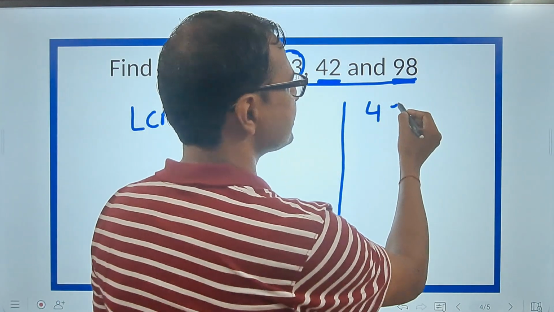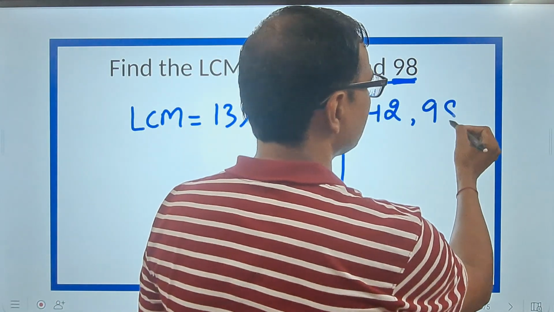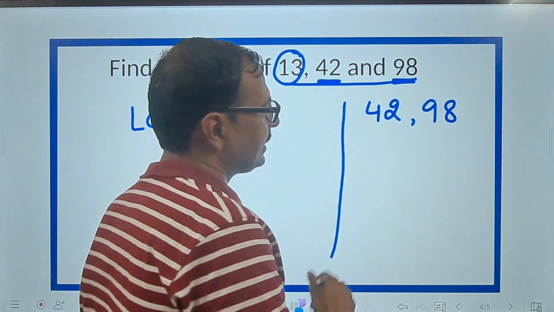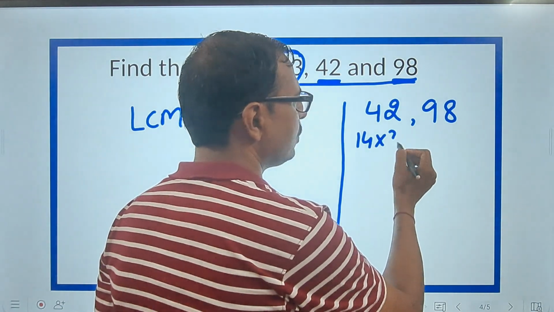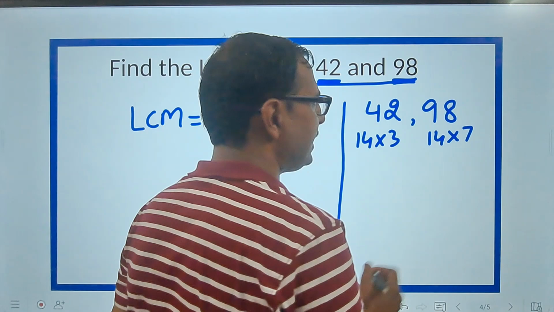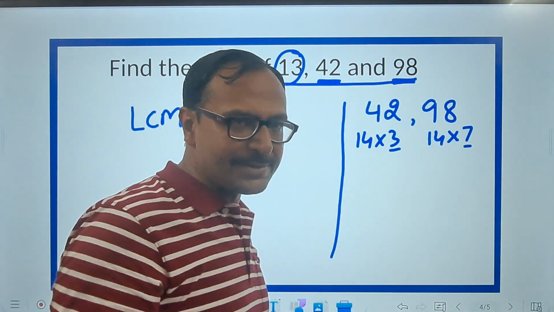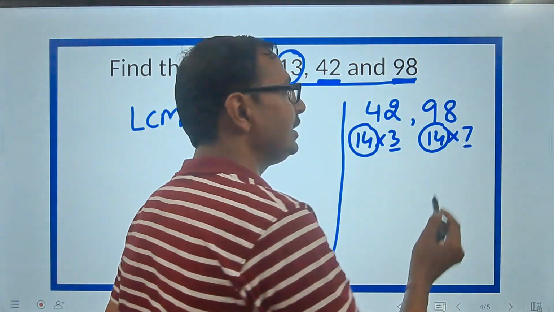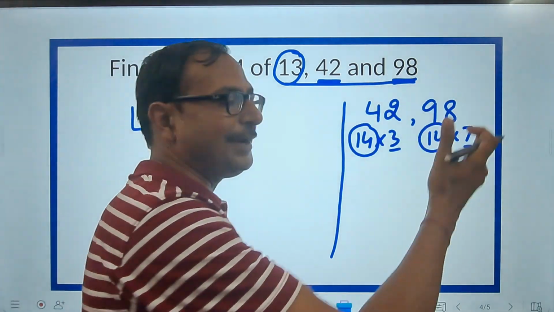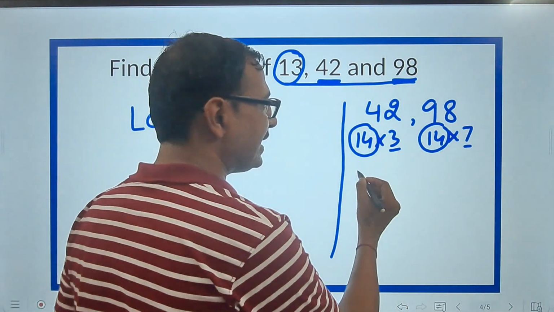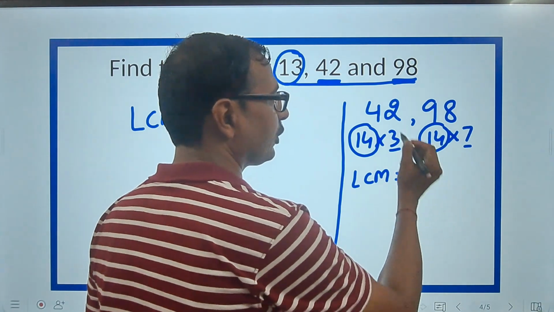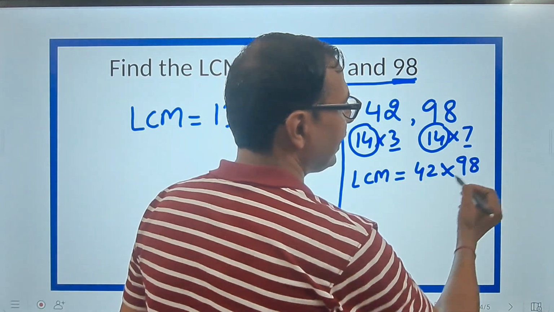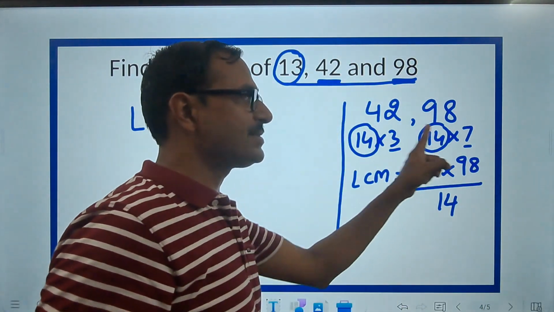For that, let's use the property which I told you just now. Just observe that for these numbers 42 and 98, 14 3 times is 42 and 14 7 times is 98. 3 and 7 are co-prime numbers. They don't have any other common factor. And so 14 happens to be the highest common factor of 42 and 98. So how do you find the LCM of 42 and 98? Just multiply 42 and 98 and divide it by the highest common factor, which is 14.